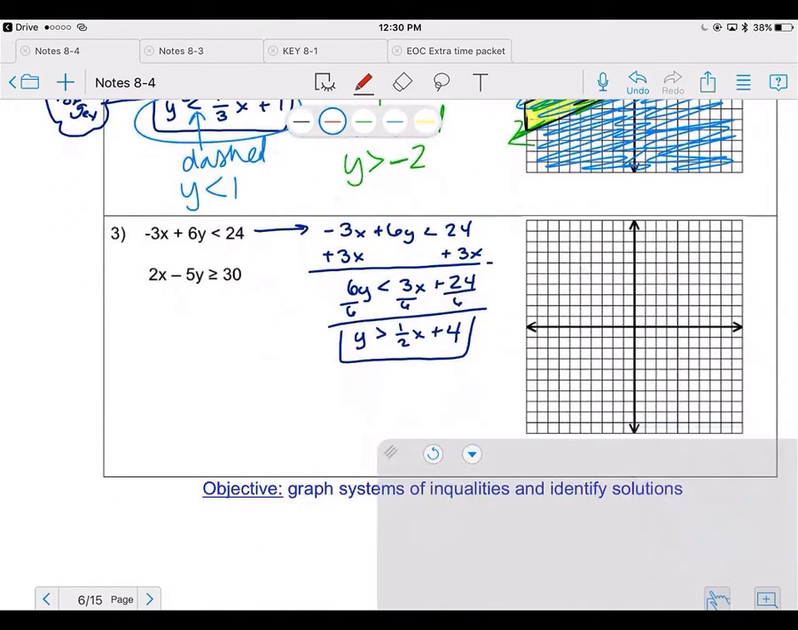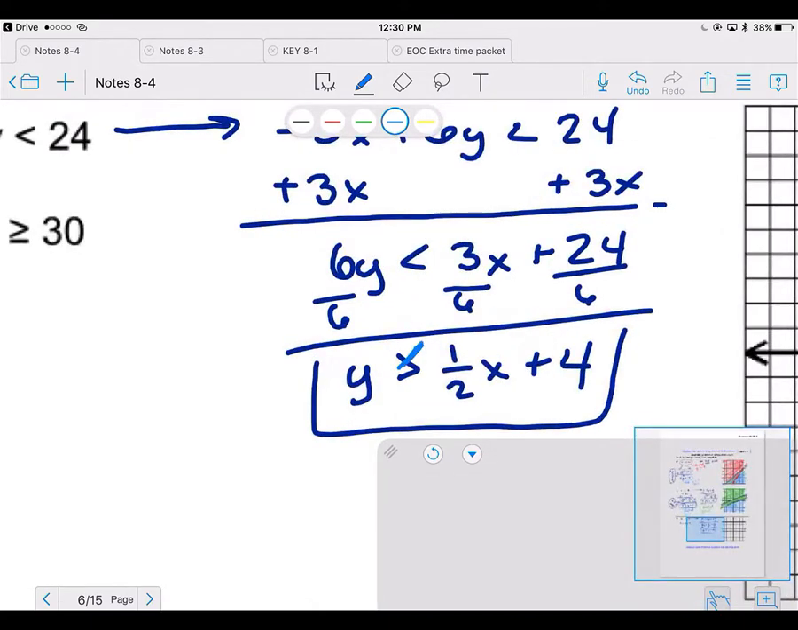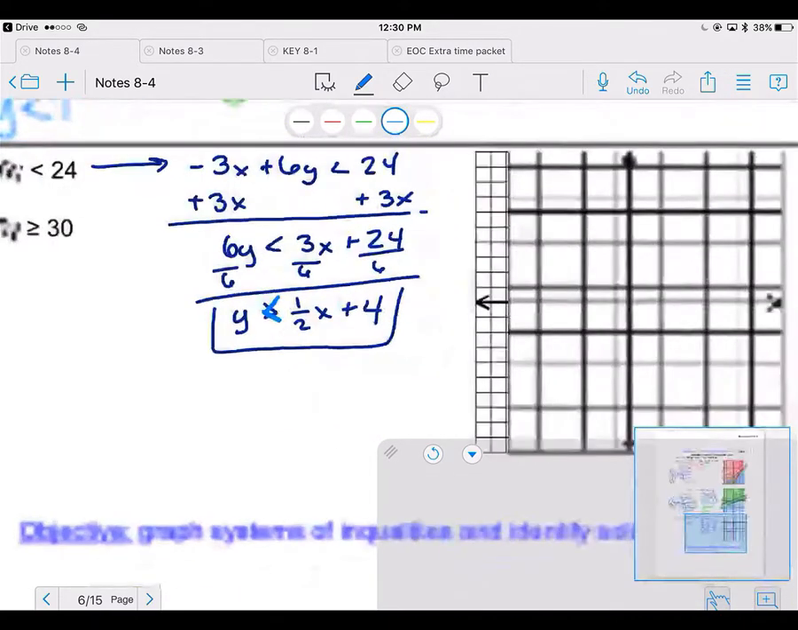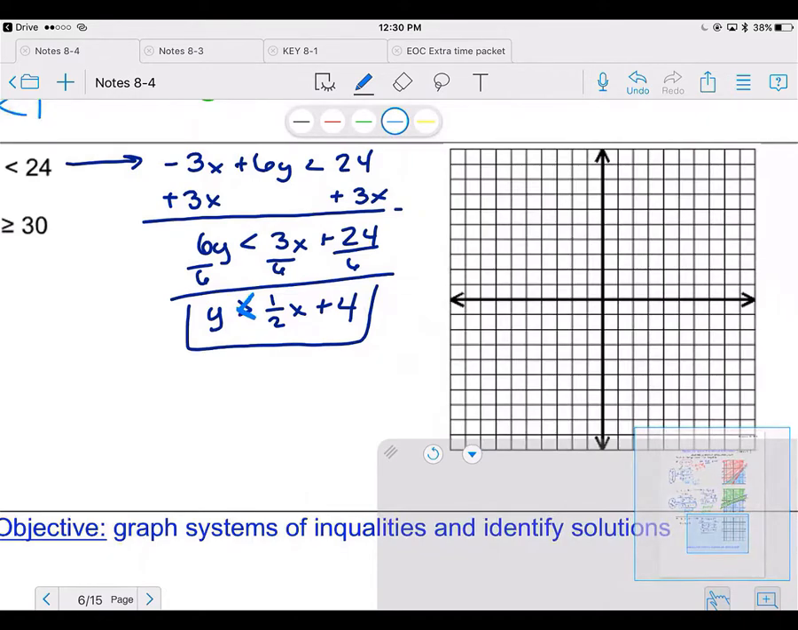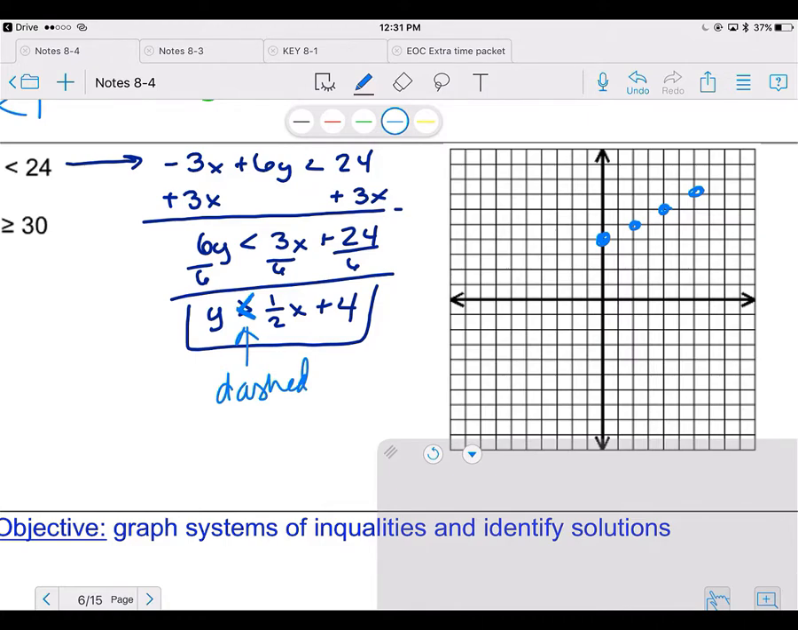Problem 3, one of these lines has already been done for us. They moved the x by making it the opposite sign. They divided by a +6, and because we divide by a +6, our sign is going to stay the same direction. So we go up to a positive 4, up 1, right 2, up 1, right 2, up 1, right 2. This is going to be a dashed line because there's no line under the inequality.